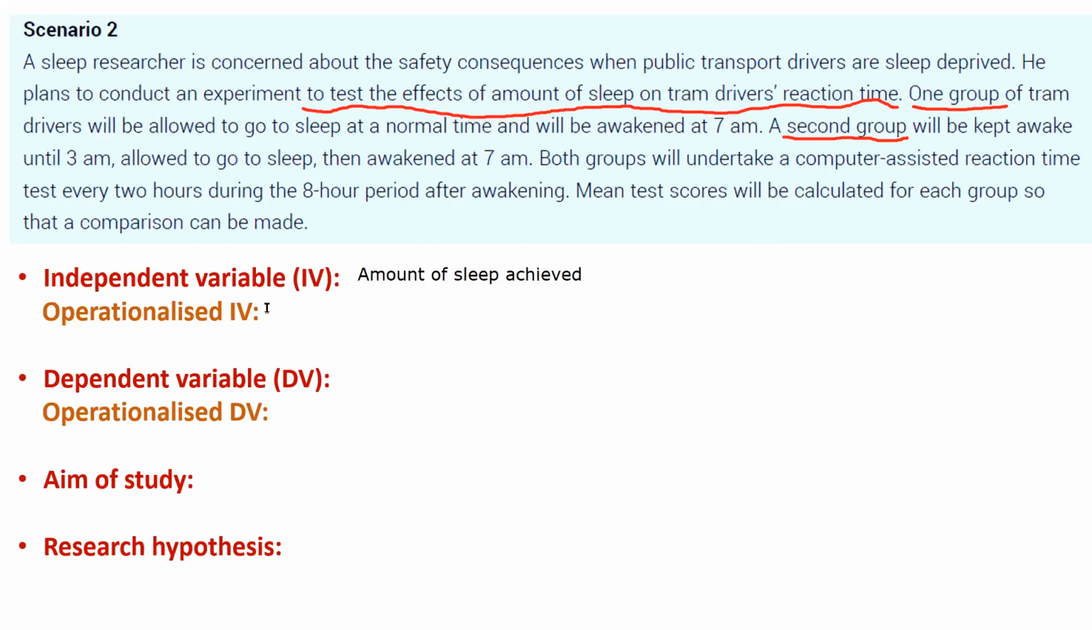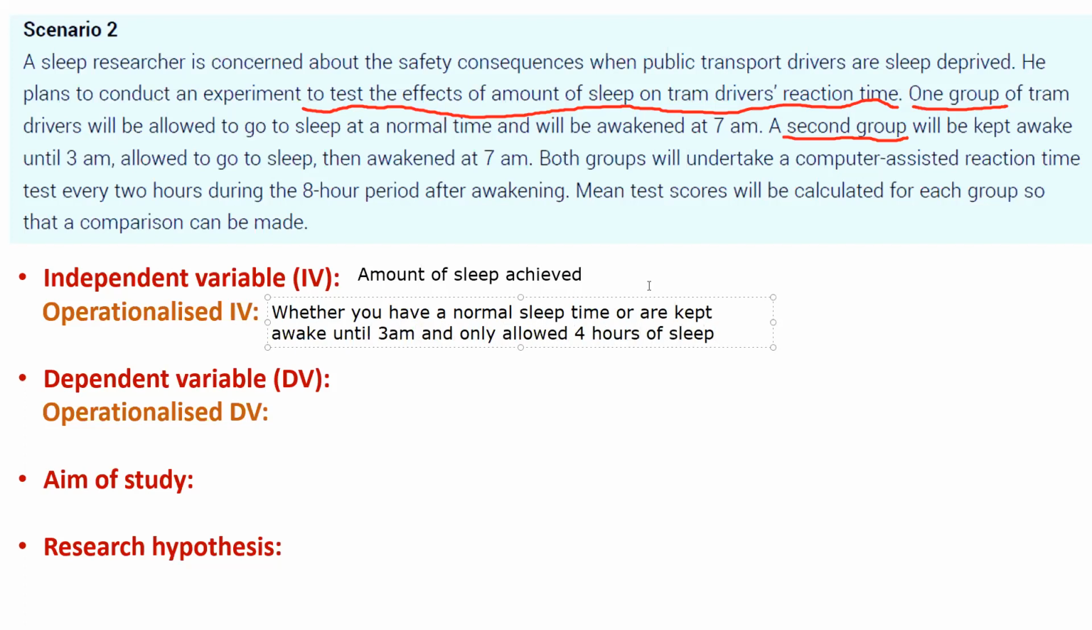Now the operationalized variable is going to be, the operationalized IV is going to be how we're measuring that for change. So this is where we include the numbers, okay? So what we're going to say is whether you sleep at a normal time, whether you have a normal sleep time or are kept awake until 3 a.m. and get 4 hours of sleep. I've just got the 4 hours by literally just looking at how long they can sleep. So they're allowed to go to sleep at 3 a.m. and then wake up at 7 a.m. Okay. You could even just write that information there.